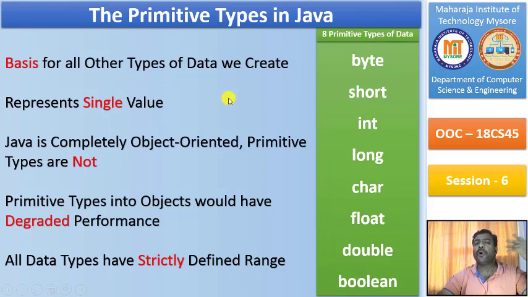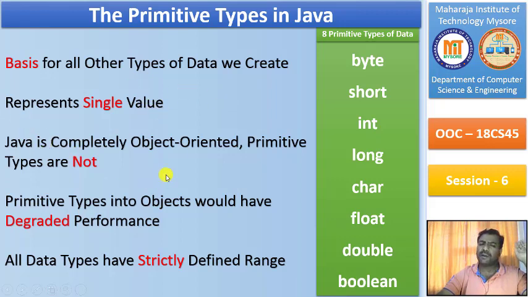Whereas if I talk about non-primitive types, something like an array is going to hold n number of values depending upon the size you define. And if you talk about a class, a non-primitive type, the class can also hold multiple values depending upon the number of data members you have defined. Hence, with this we say the primitive types represent only a single value whenever you use them.